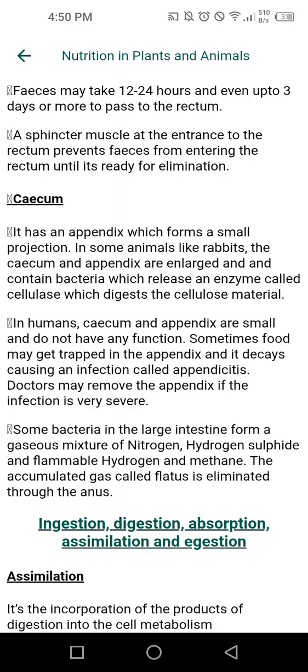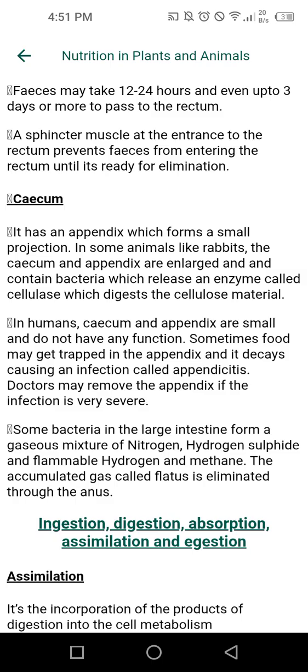Caecum. It has an appendix which forms a small projection. In some animals like rabbits, the caecum and appendix are enlarged and contain bacteria which release an enzyme called cellulase which digests the cellulose material. In humans, caecum and appendix are small and do not have any function. Sometimes food may get trapped in the appendix and it decays, causing an infection called appendicitis. Doctors may remove the appendix if the infection is very severe.